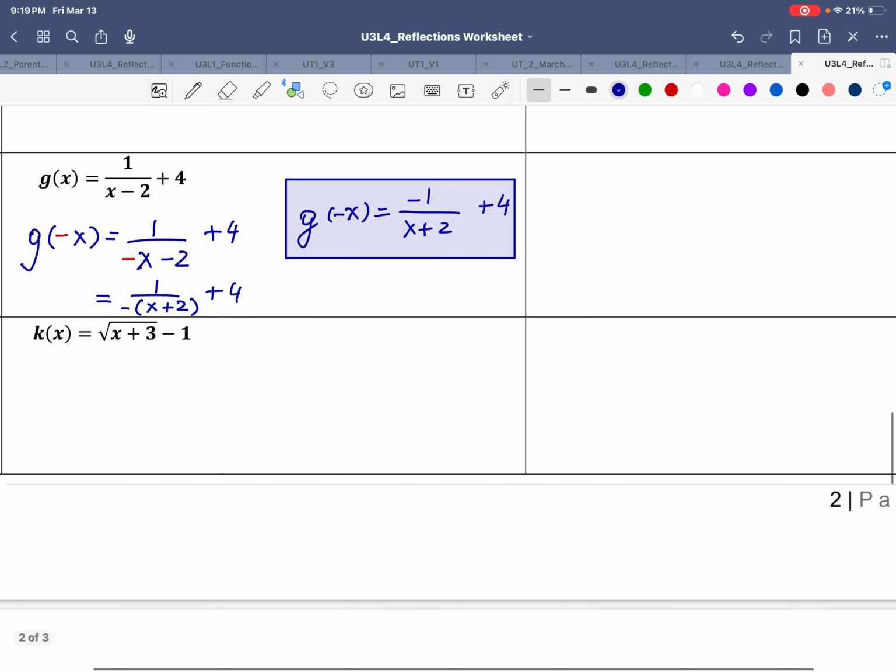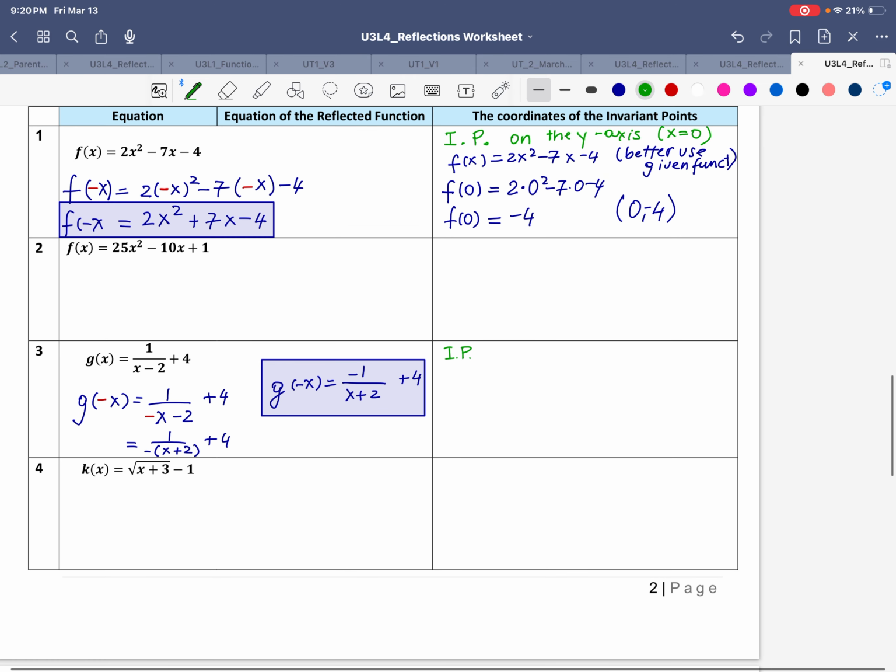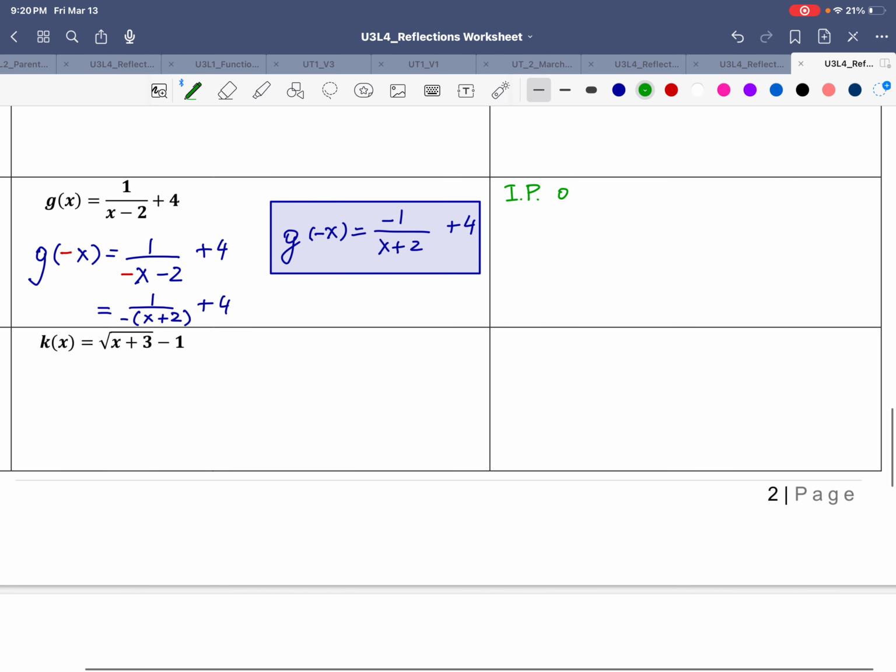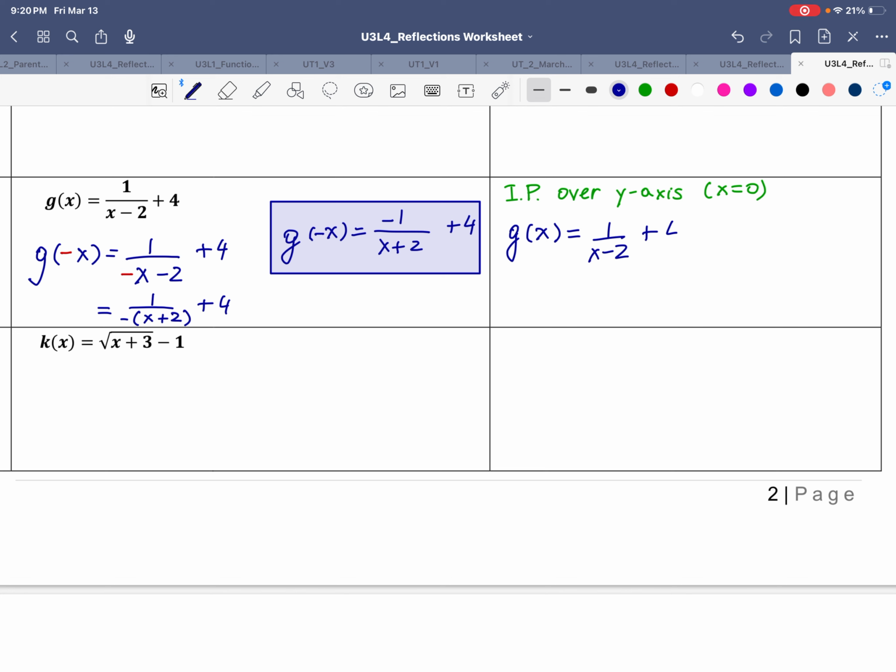Now, we're going to find the invariant points. So again, we don't need to explain this. We already know invariant points. This is over the y-axis. So over the y-axis, it means that x will be equal to 0. So we're going to find g of 0. And the function that we want to use is the original one, because we don't want to take chances. And then find g of 0.